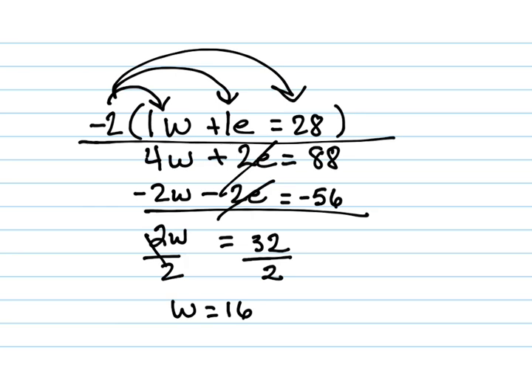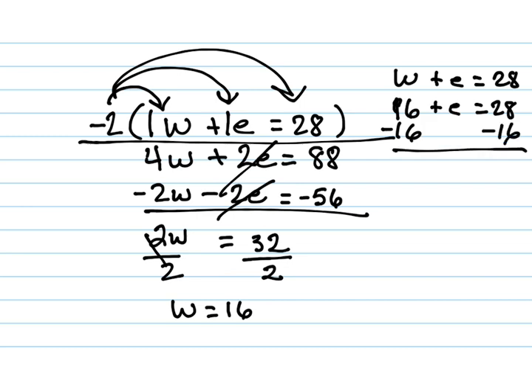Okay? Now, let's plug that back into our first equation because that's the easiest one to use. So in place of wombats, I'm going to put 16. So 16 wombats plus some number of emus has to equal 28. We'll simply subtract the 16 from both sides, which gives me what? 12. So there were 16 wombats and 12 emus. Okay, that's good.